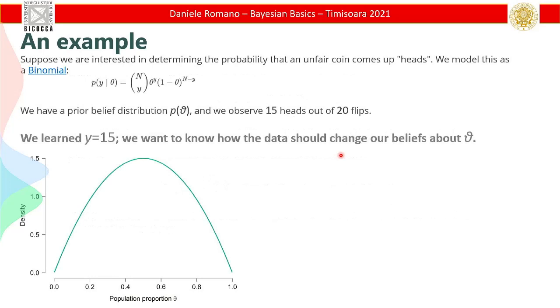Let's see a quite easy example of how it works with numbers. Classical situation: I have to flip a coin, and I have to decide if I trust the coin, so if it's a fair coin or not. And my prior belief is that, yeah, I trust it, but let's say I'm still uncertain.